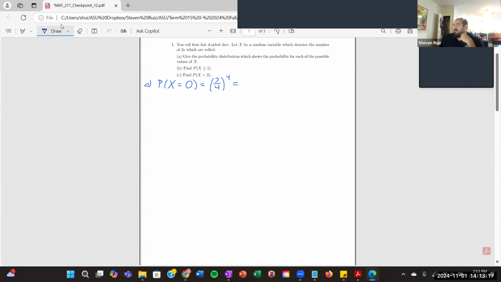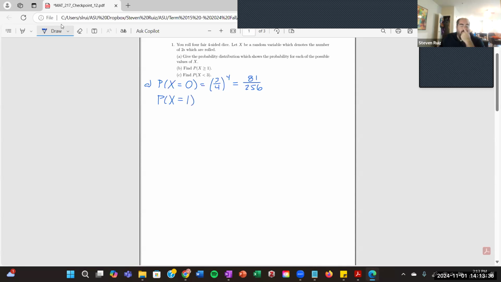So what is this probability? Or should I just keep it as a fraction? Maybe I'll just do that. So 3 to the 4th power is 81. 4 to the 4th power is 256. Okay, moving on. What's the probability that I have exactly 1?